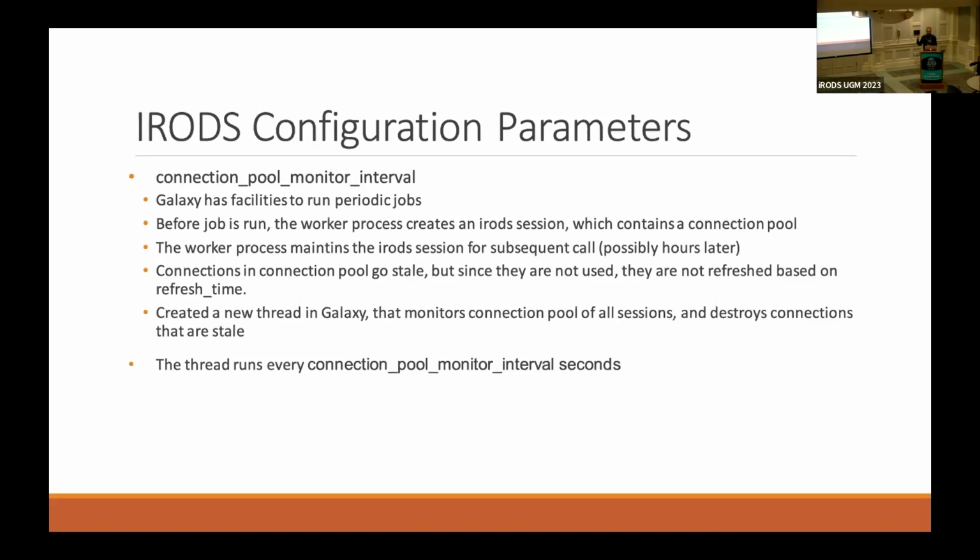And so what we did was we added a new thread that would run every connection pool monitor interval seconds. Let's say we set it to, I don't know, 5 minutes. This thread would check all the connection pools, and if there was any connection that was stale, it would destroy it.